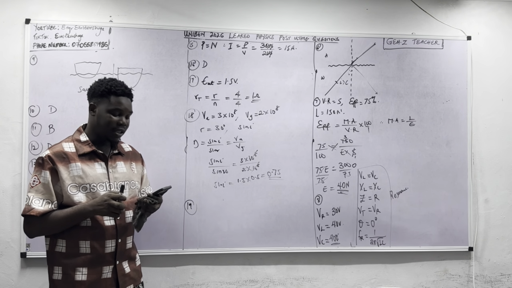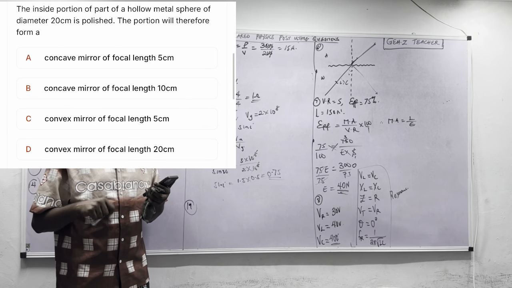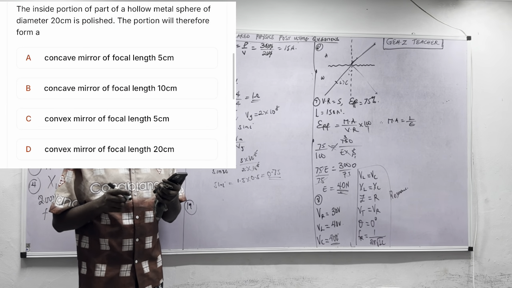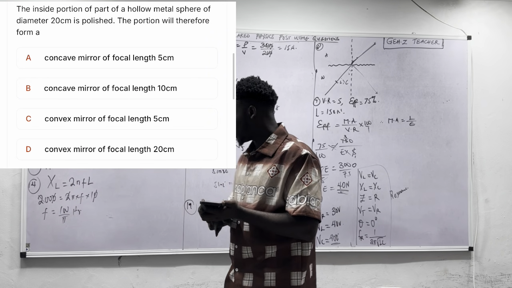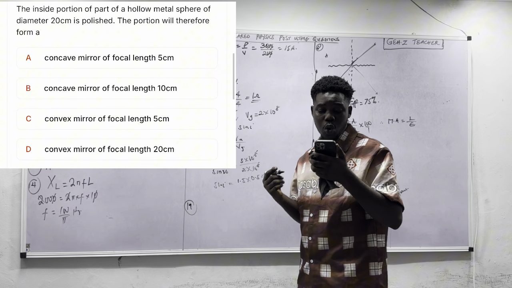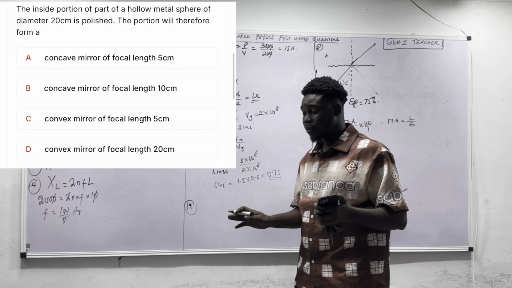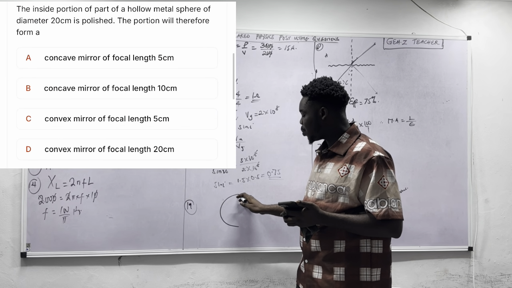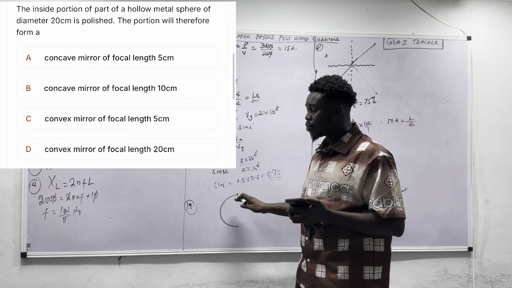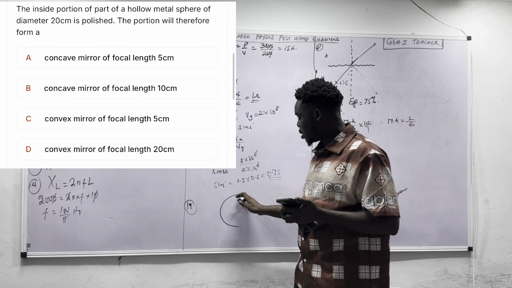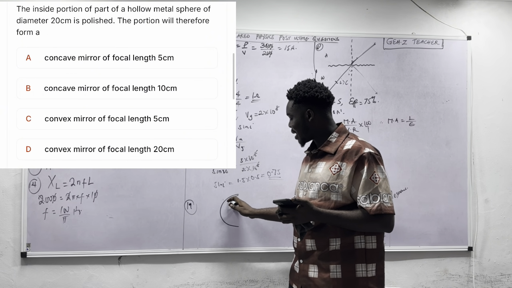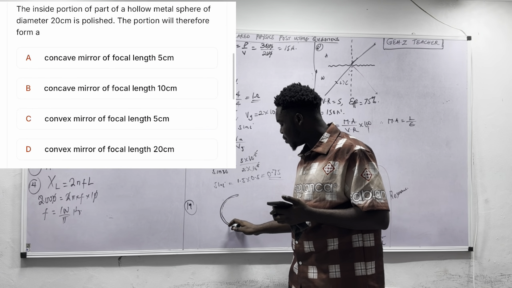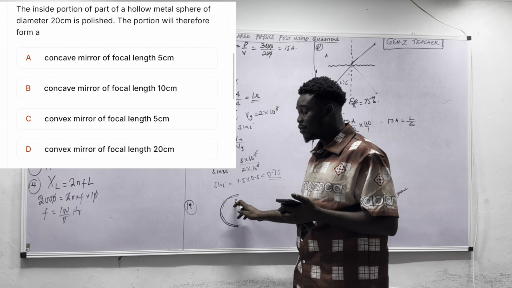Number 19, the inside portion of part of a hollow metal sphere of diameter 20 cm is polished. The portion will therefore form a dash. Now, quickly recall, this is a hollow metal sphere, so it's not a glass. So let's imagine a sphere, hollow. Now the inside portion is polished, not coated. So this internal portion is called polished, so it forms like a mirror. So it is the internal part of this shape that now gives you your mirror.